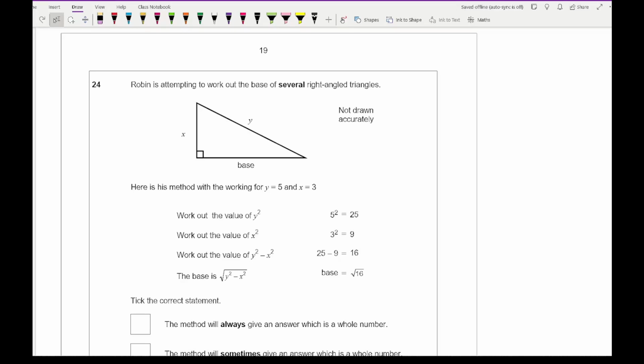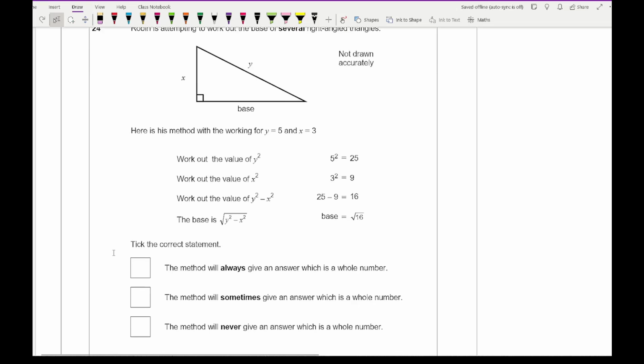Now moving on to question 24, it says Robin is attempting to work out the base of several right angle triangles, and here is his method, and he's used Pythagoras. The question is asking, does this method always give you an answer as a whole number, sometimes give you a whole number, or never give you a whole number?